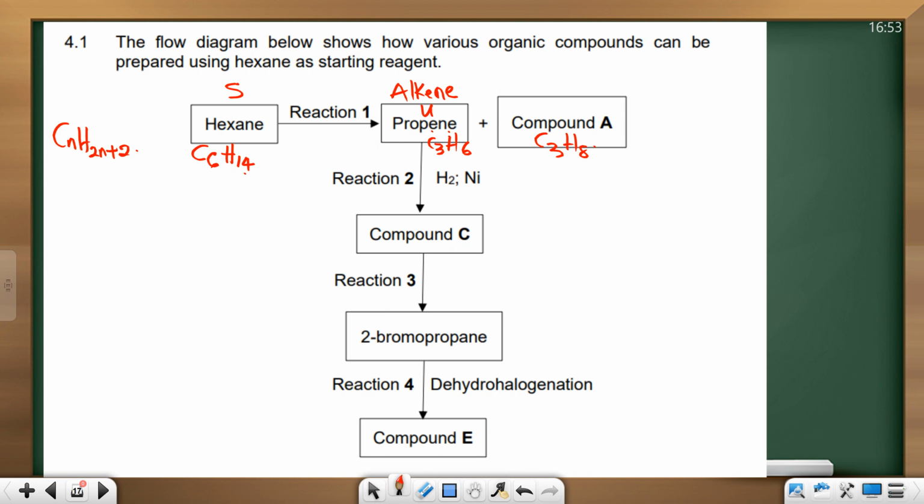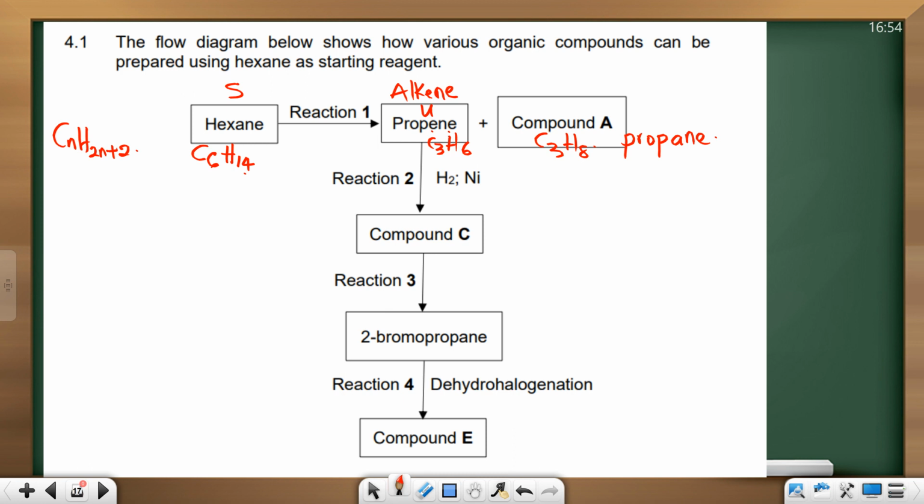What is my compound A? It's an alkane with 3 carbons. So it's propane. Are we making sense there? Look, these are marks. I don't even know what the question is all about. I'm just playing around here.